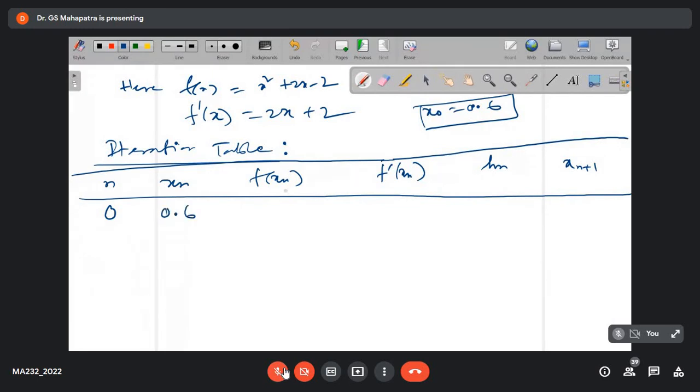What is f of xn? Minus 0.44. What is then f dash x, this one? Next entry, 1.2 plus 2, correct? 3.2. So what is hn now? x naught plus h. What is h? f of xn divided by f dash xn. Correct?